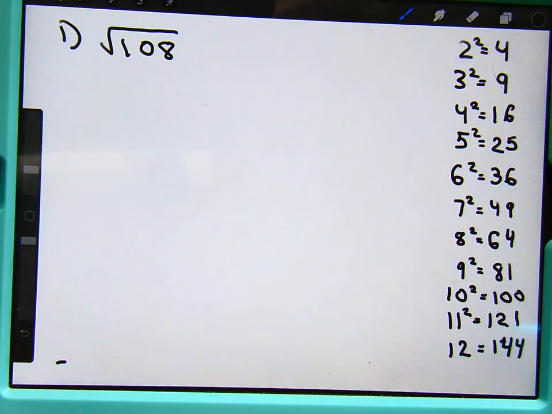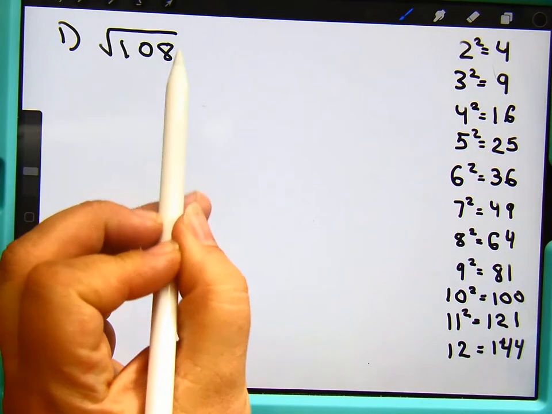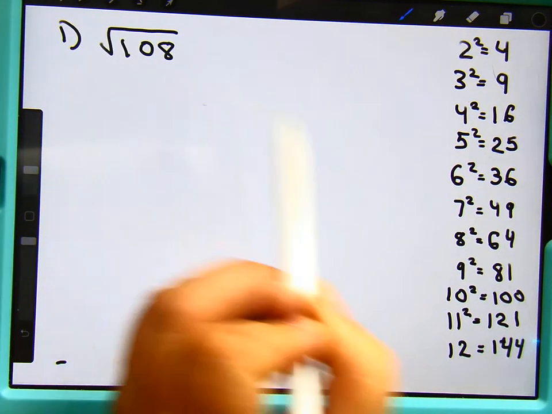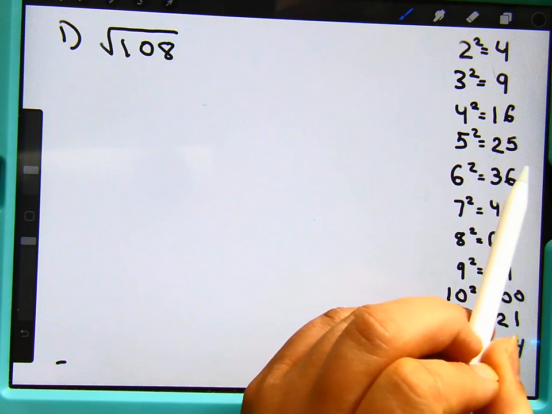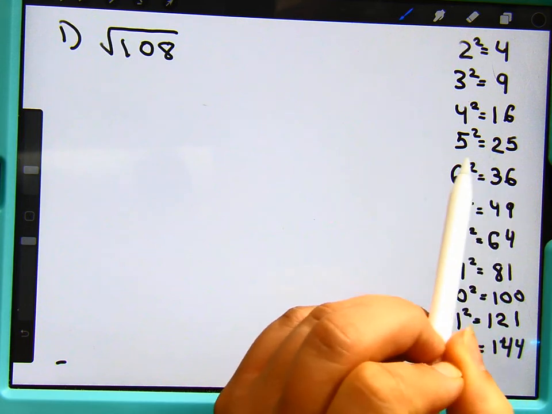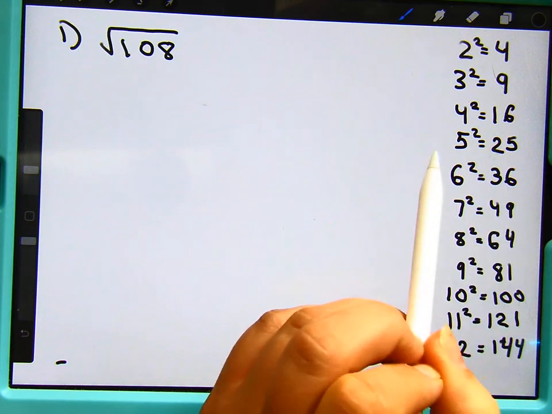Okay, so what about 25? The only thing about multiples of 5 is that 108 ends with an 8, which means any number that ends with 5 can't go into it. So I'm not even going to bother with 25.